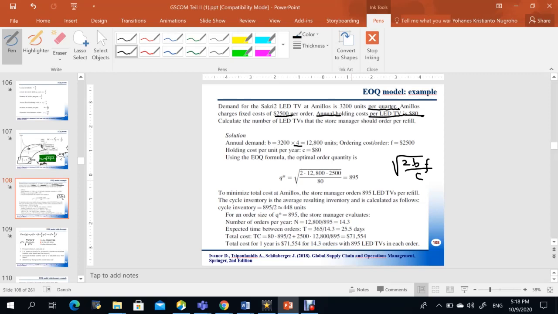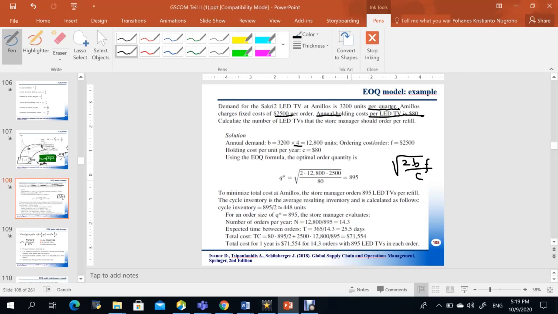LED TVs per refill. The cycle inventory is the average resulting inventory and is calculated as follows. The cycle inventory is Q over 2. Here we have Q equal to 895, divided by 2 equals 448.